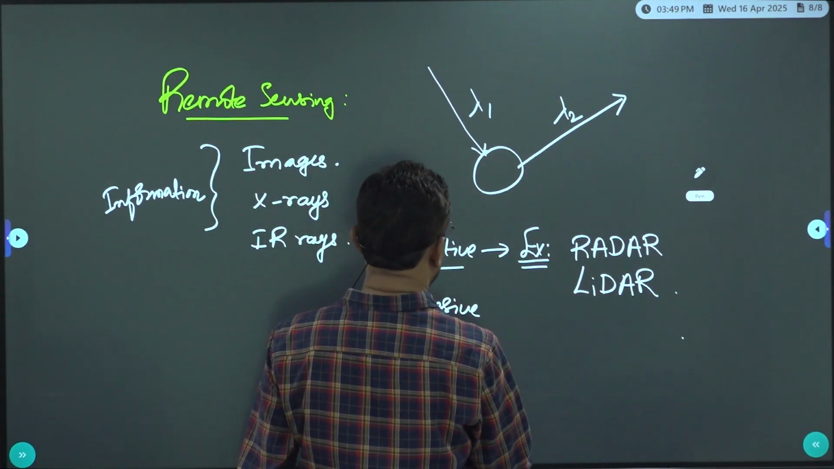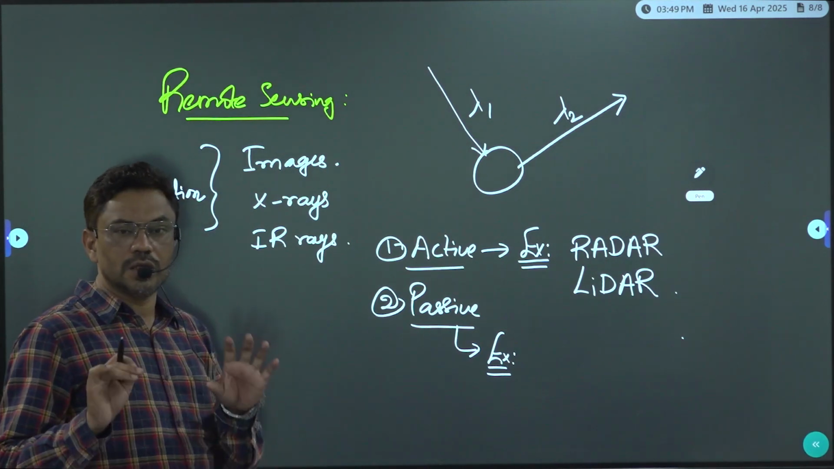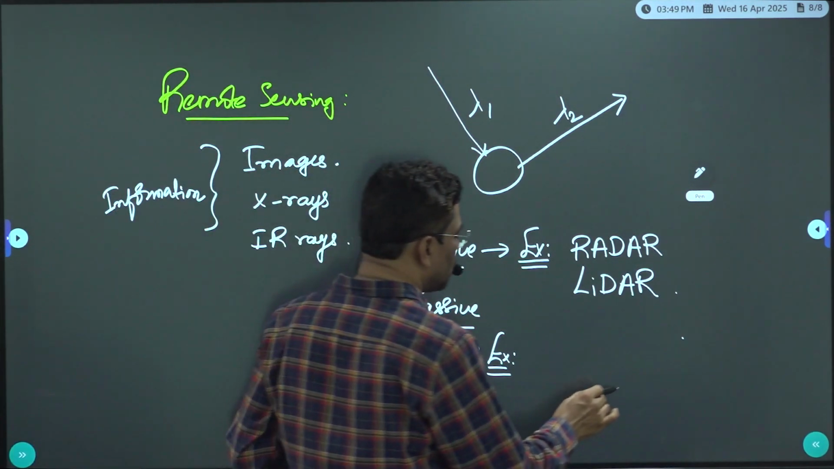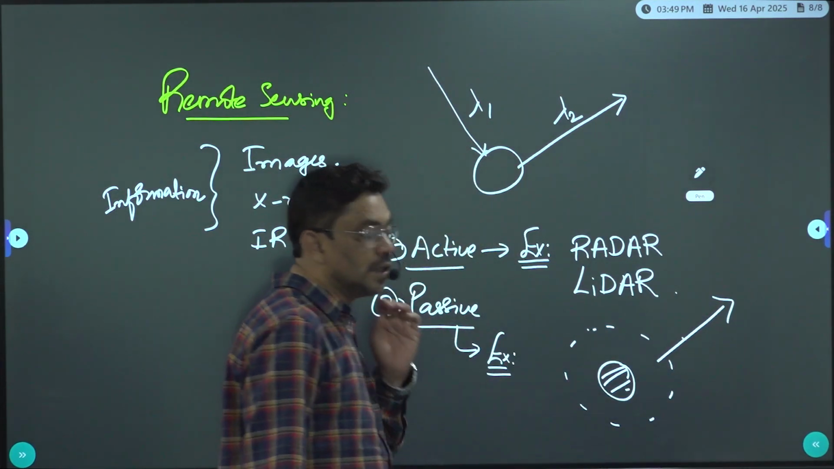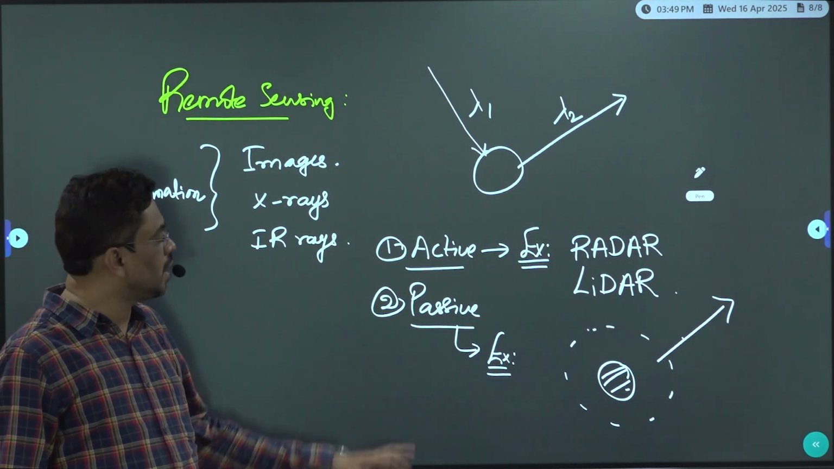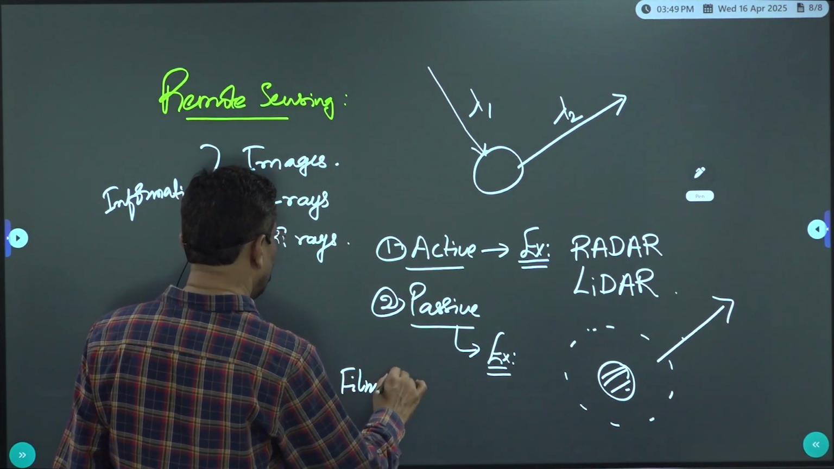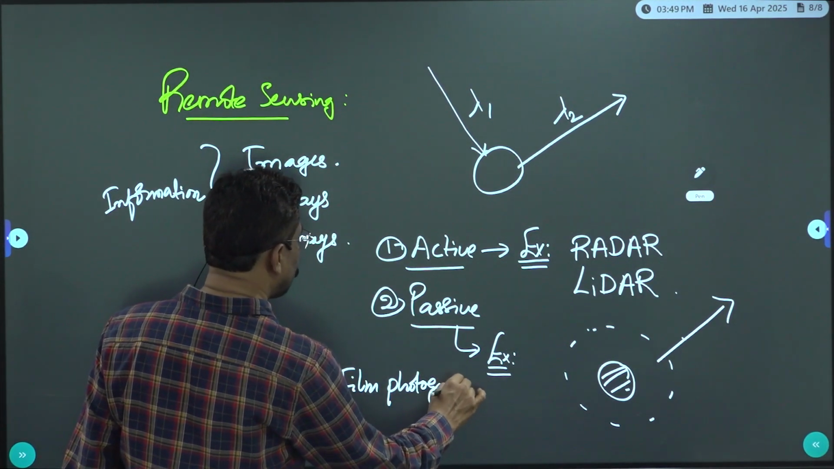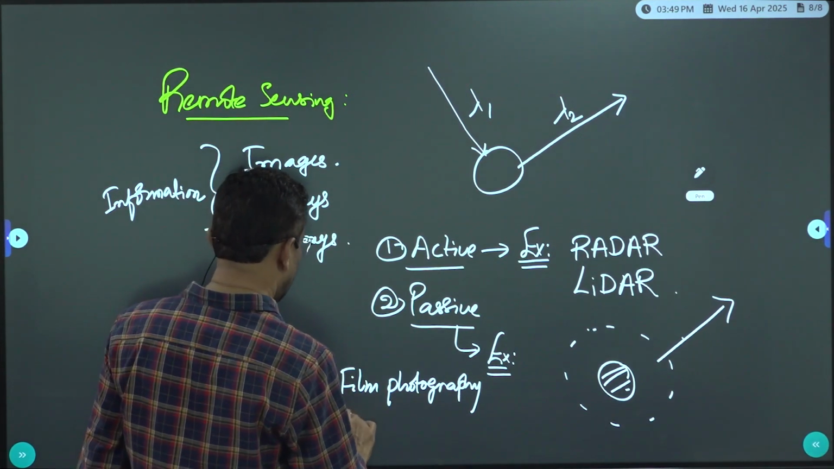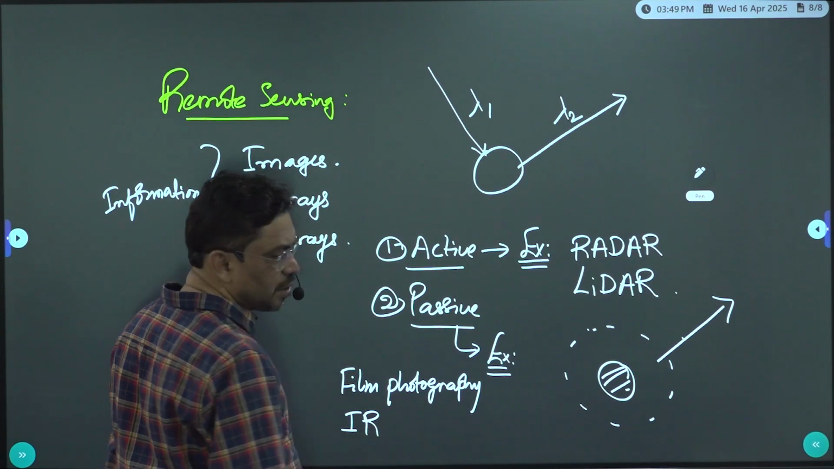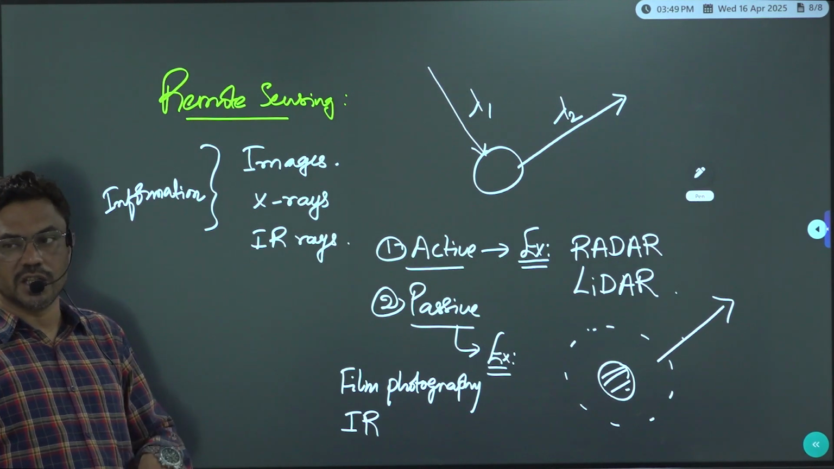Whereas passive remote sensing means here we are not using any sensor. Suppose this is an object. The natural light surrounding the object will be reflected back. That is called passive remote sensing. For example, film photography, that means capturing an image by using a camera, is an example of passive remote sensing. Metal detectors that use infrared radiations are also examples of passive remote sensing.